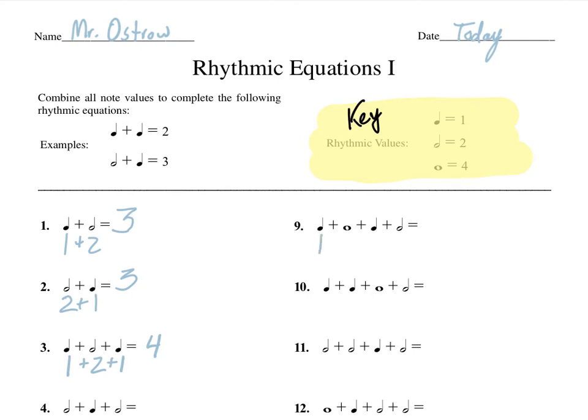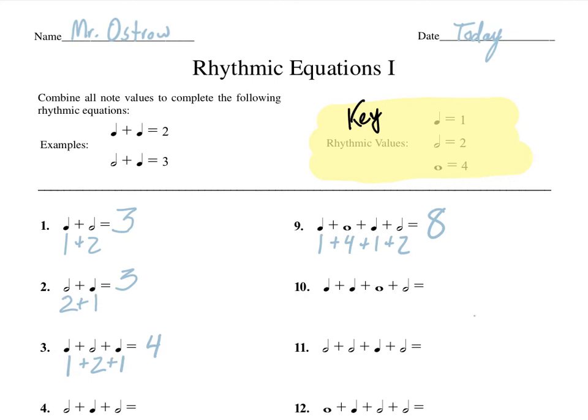So this will be 1 plus, we have a new symbol here, so this will be a whole note. We know it equals 4. Plus, we know that, and we know this. So 1, 5, 6, 7, 8. Write your answer. And in order to receive credit, I always want to see a complete answer.